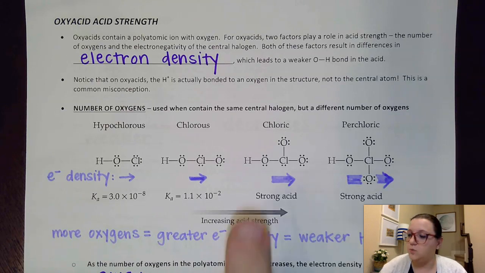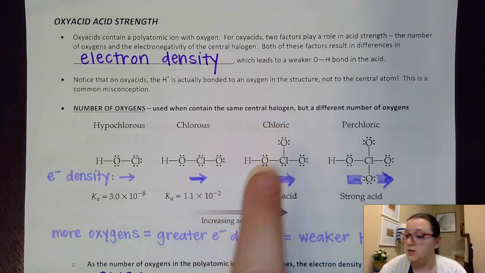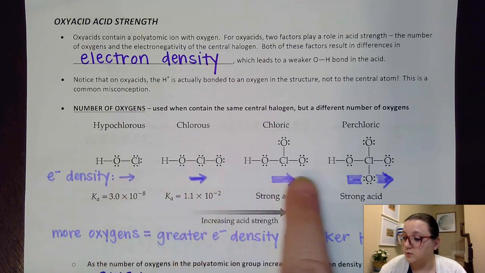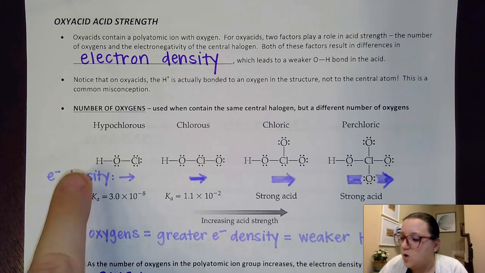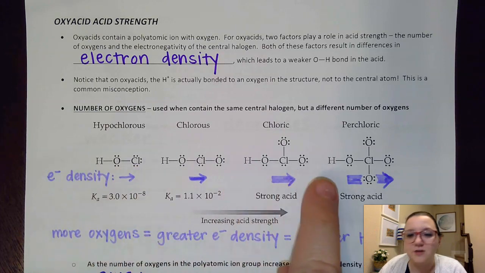So this is used when we have the same central halogen. In this case, all of these have chlorine in it. So we have hypochlorous, chlorous, chloric, and perchloric. And we notice that each time we're going up here, I'm adding more and more oxygens to one side of my particular acid. And you notice those oxygens are getting added on the opposite side away from our hydrogen.